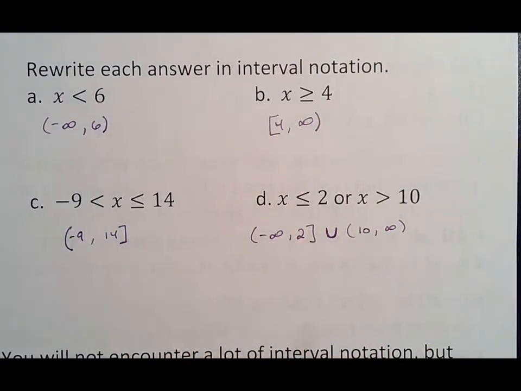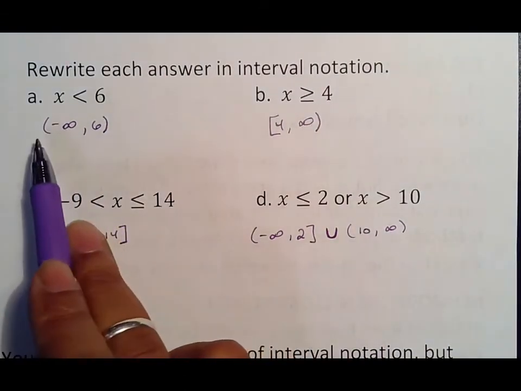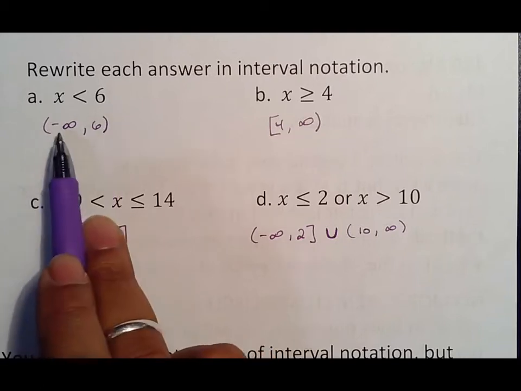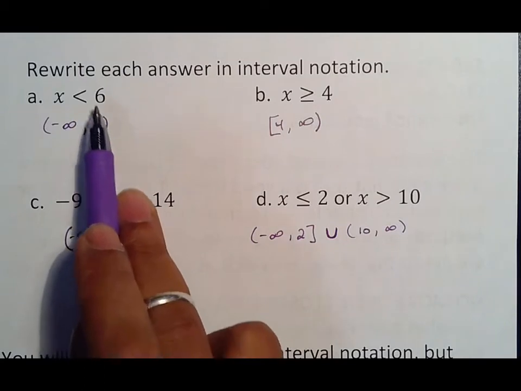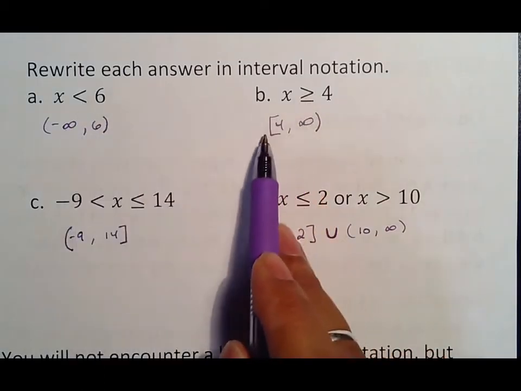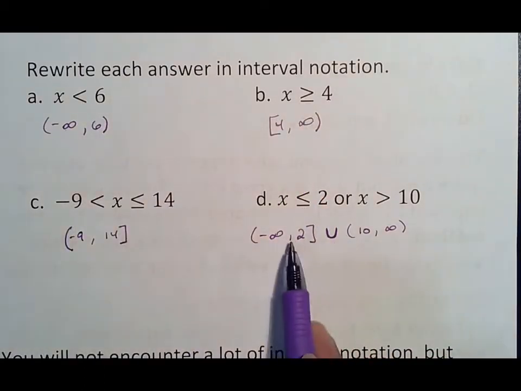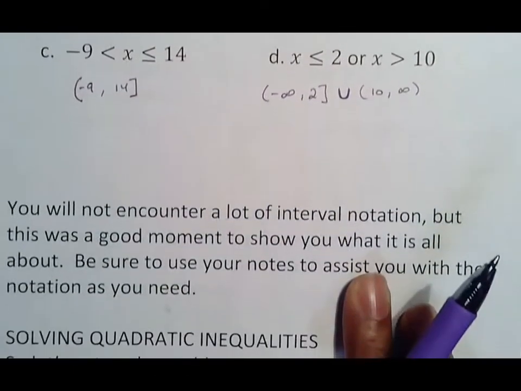Again, hopefully you have those 4 things written. Hopefully you are recognizing where everything is coming from. Again, use parentheses with infinity. Use parentheses if it's open. Use brackets if it's closed. Use a union if there's 2 different sections, and you should be good.